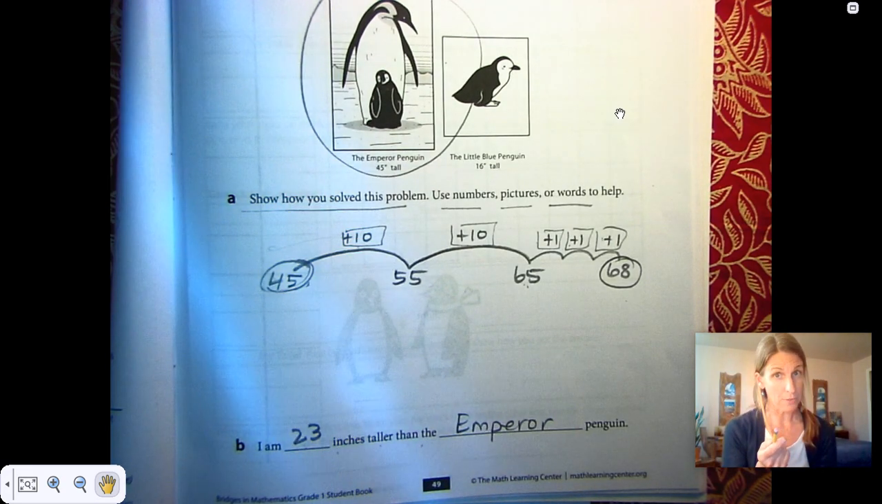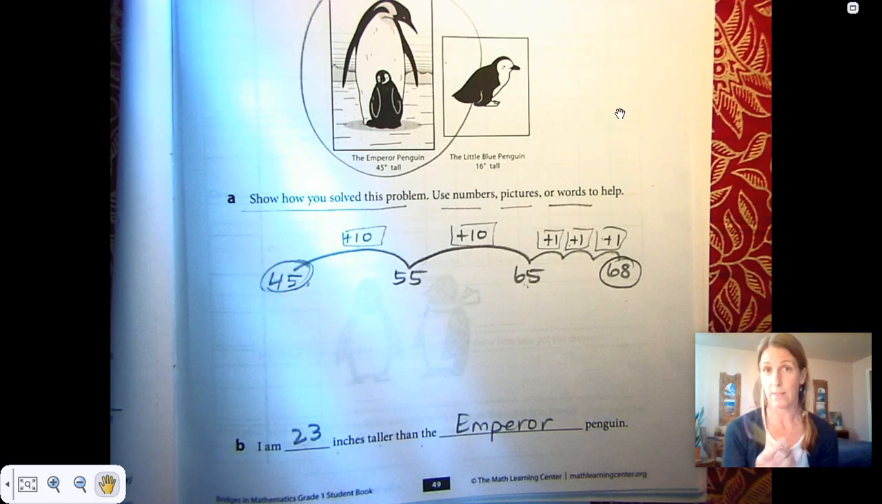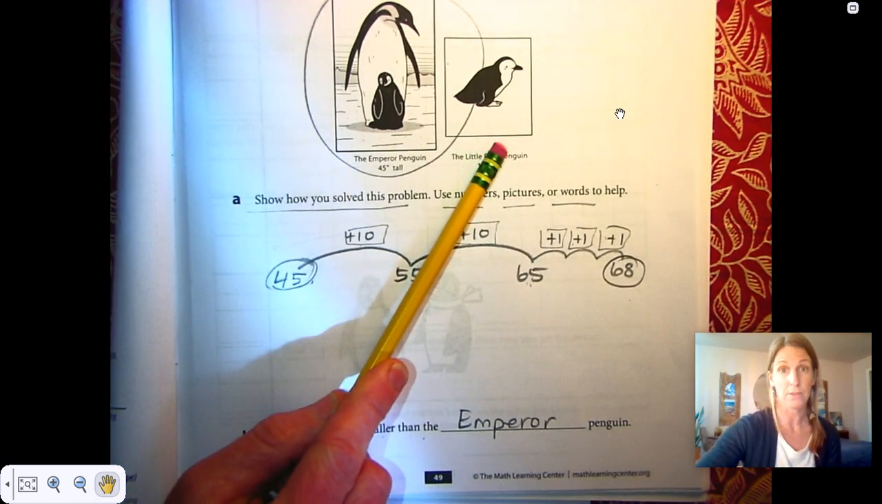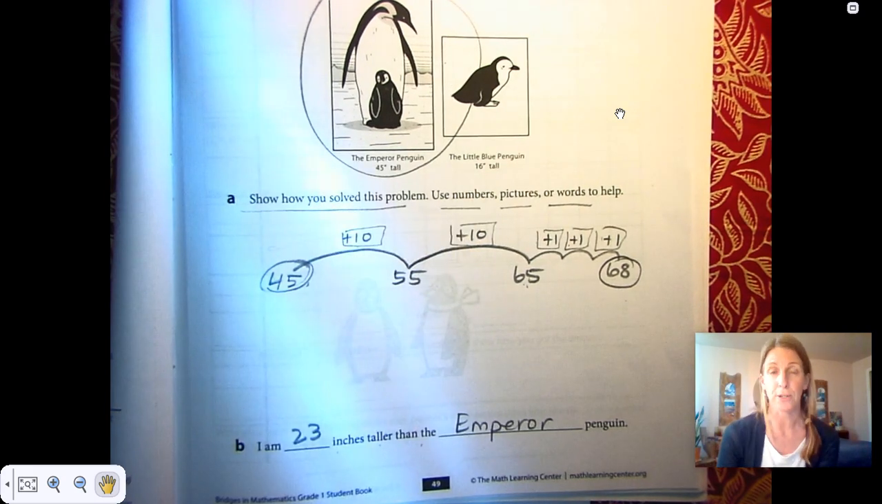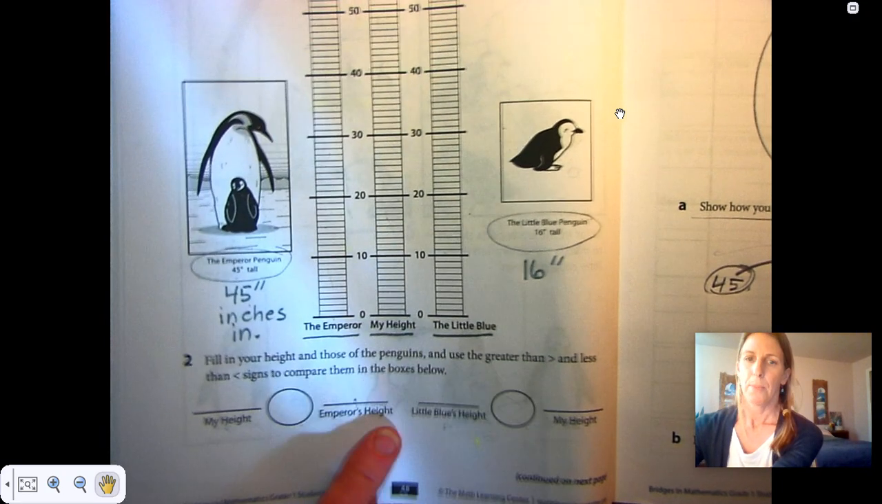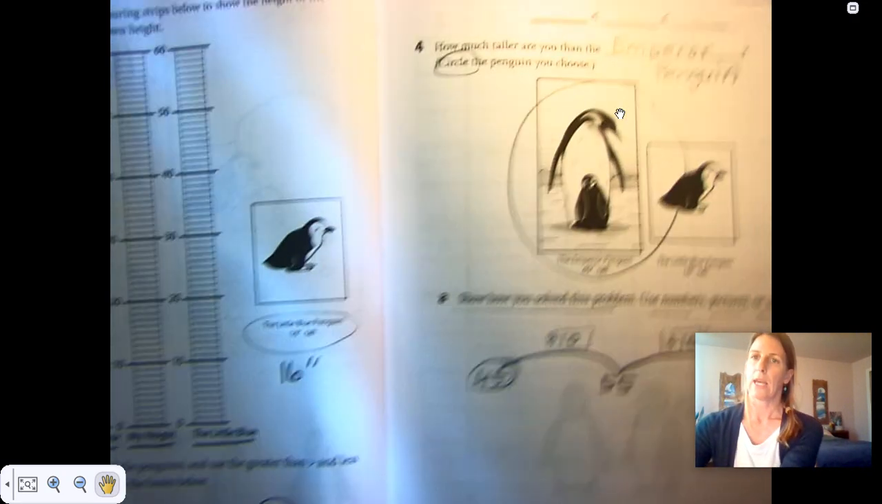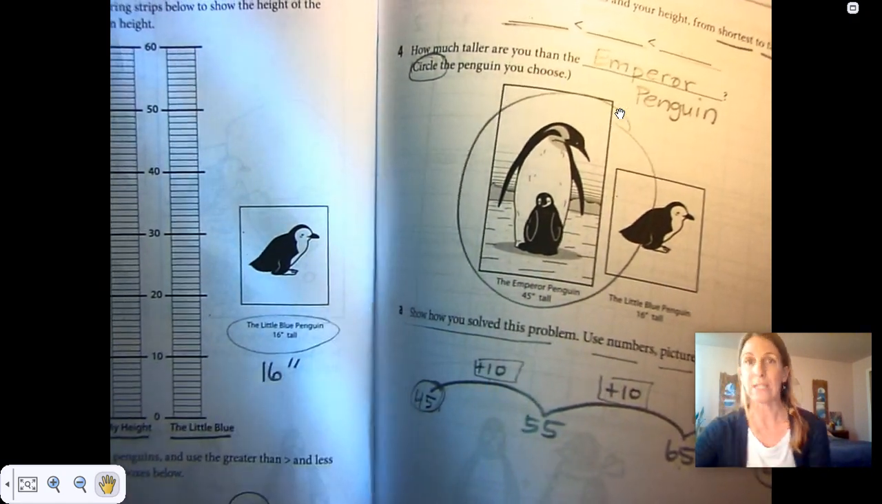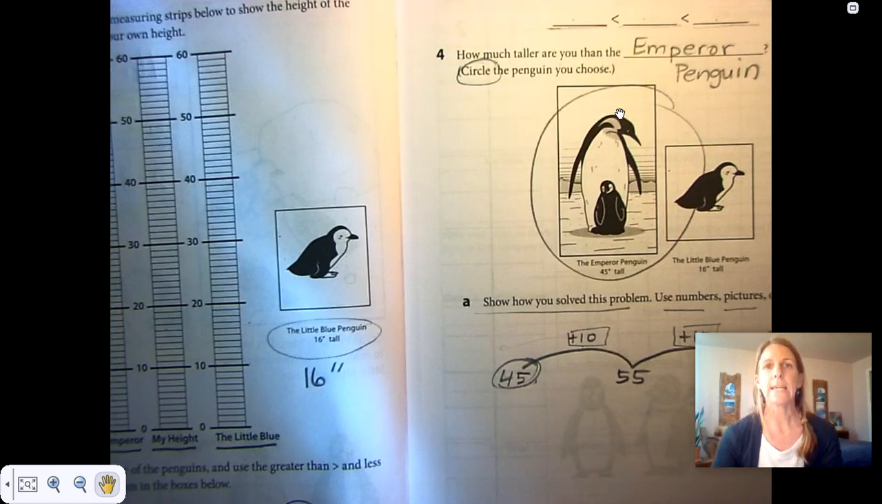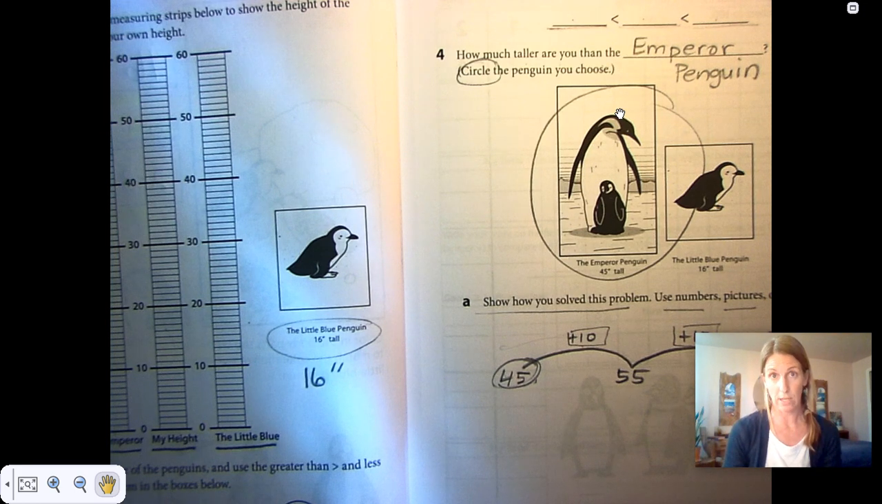Your answer will be different because you are not the same height as I am, and maybe you'll compare yourself to the little blue. So first graders, you choose. You need to do page 48 and you need to do page 49 and take a picture of both of those pages for us and post that picture in Seesaw so that Miss Taylor and Miss Klein and I can see your work. All right, go to it, first graders.